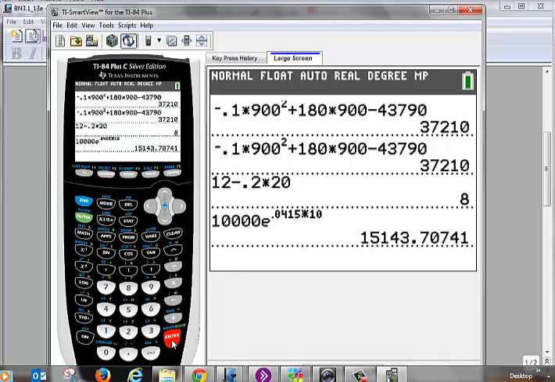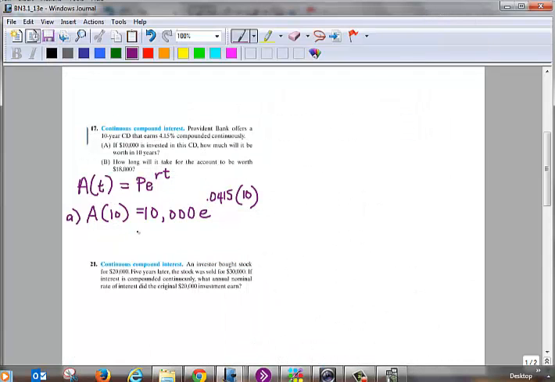All right, so the amount that we'll have after 10 years is $15,143.70. So I'm going to include that as my answer. Actually, I think it rounds to 71 there. All right, and then Part B says how long will it take for the account to be worth $18,000?